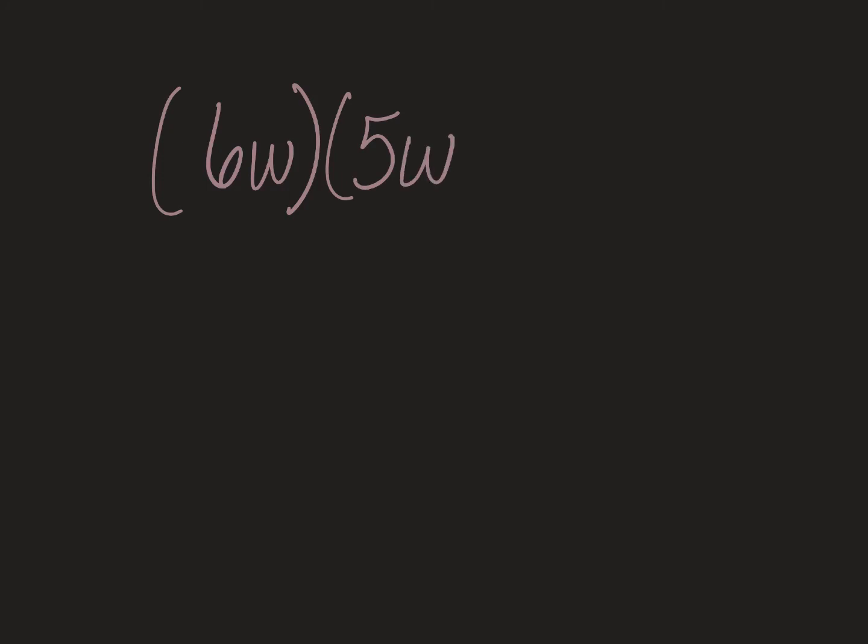Okay, this time we're going to do 6w times 5w to the fourth. Okay? All right, now you work it out and then I want to see your answer. Your answer is 30w to the fifth. Remember you have an invisible 1 right here that you have to add to the 4 to make it 5. So 30w to the fifth.